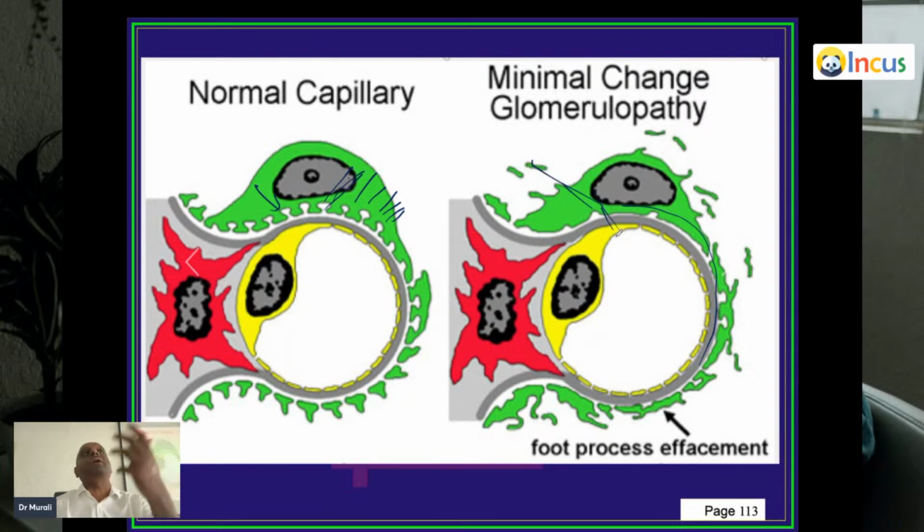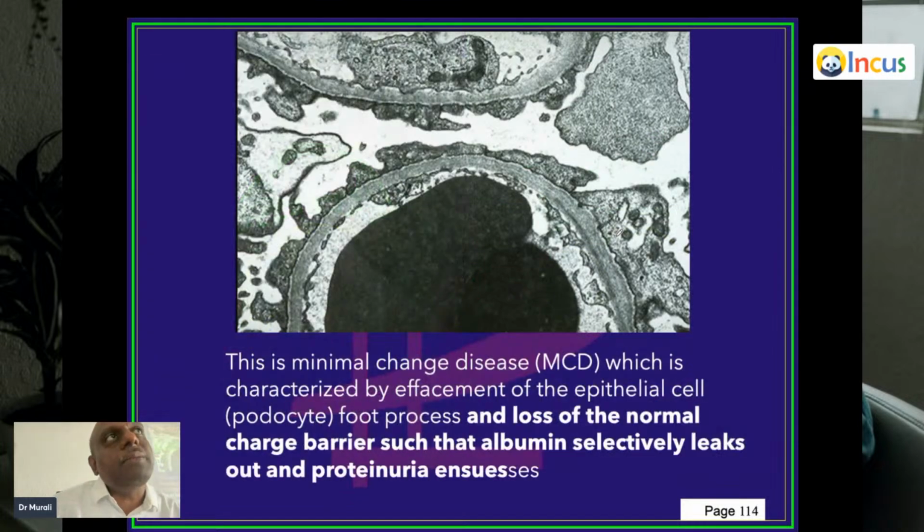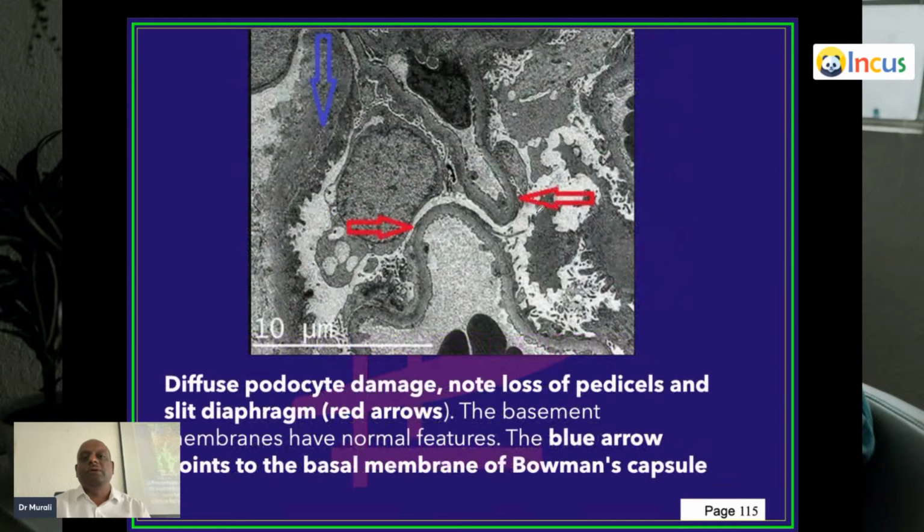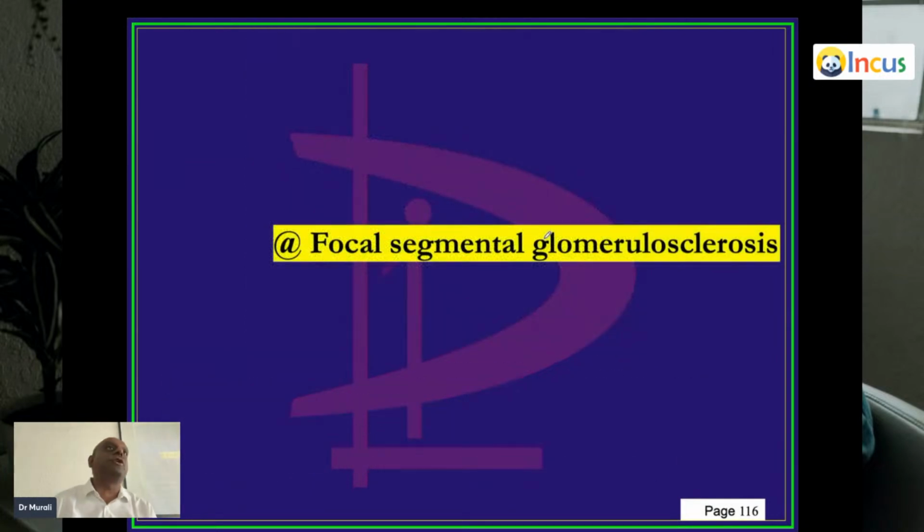That is the hallmark of electron microscopy in nephrotic syndrome. So normally here podocytes are expected to be prominent, but there is a complete balding. There is no podocyte. This is another example. Diffuse, you can see only the GBM. Where is the podocyte? Podocytes are all gone in case of nephrotic syndrome.